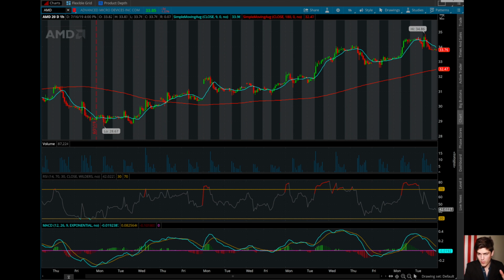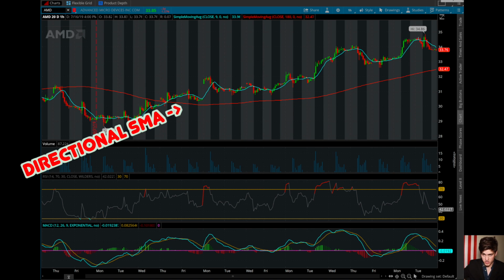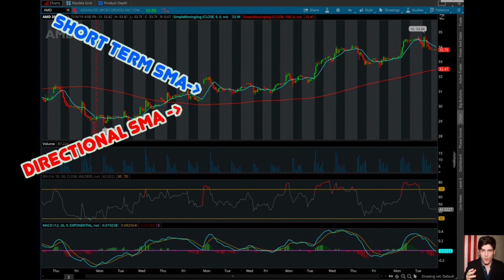And that means we look for points where we have confirmation of both directional strength over our red long-term directional SMA line, as well as our blue price strength short-term SMA line.